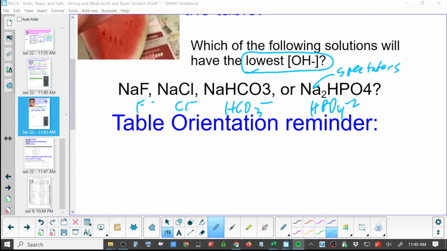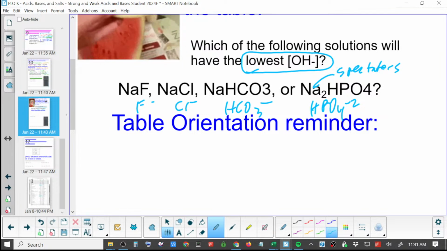Okay, which one's the weakest one? I want a show of hands then. Weakest one being fluoride. Weakest one being chloride. Weakest one being hydrogen carbonate or bicarbonate. We got one vote. Only one person's voting so far, so I'm assuming you're all saving your votes for hydrogen phosphate. Everybody automatically voted, because to not make a choice is to make a choice.